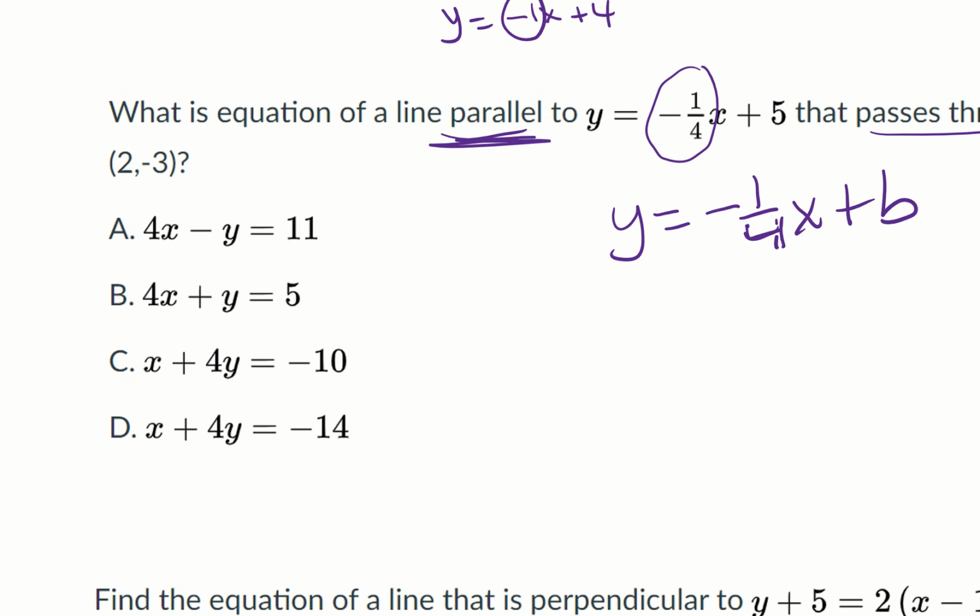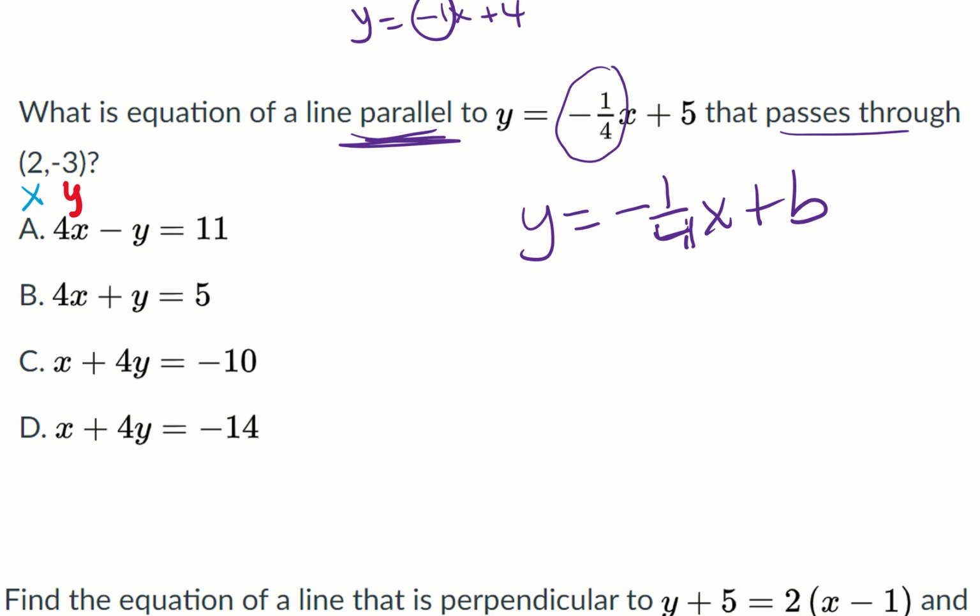Okay, so we got a coordinate. We got y and we got x. x is 2, y is negative 3. So let's plug in 2, and let's plug in negative 3 right away. And then this is negative 1/4 times 2, which is x, plus b.